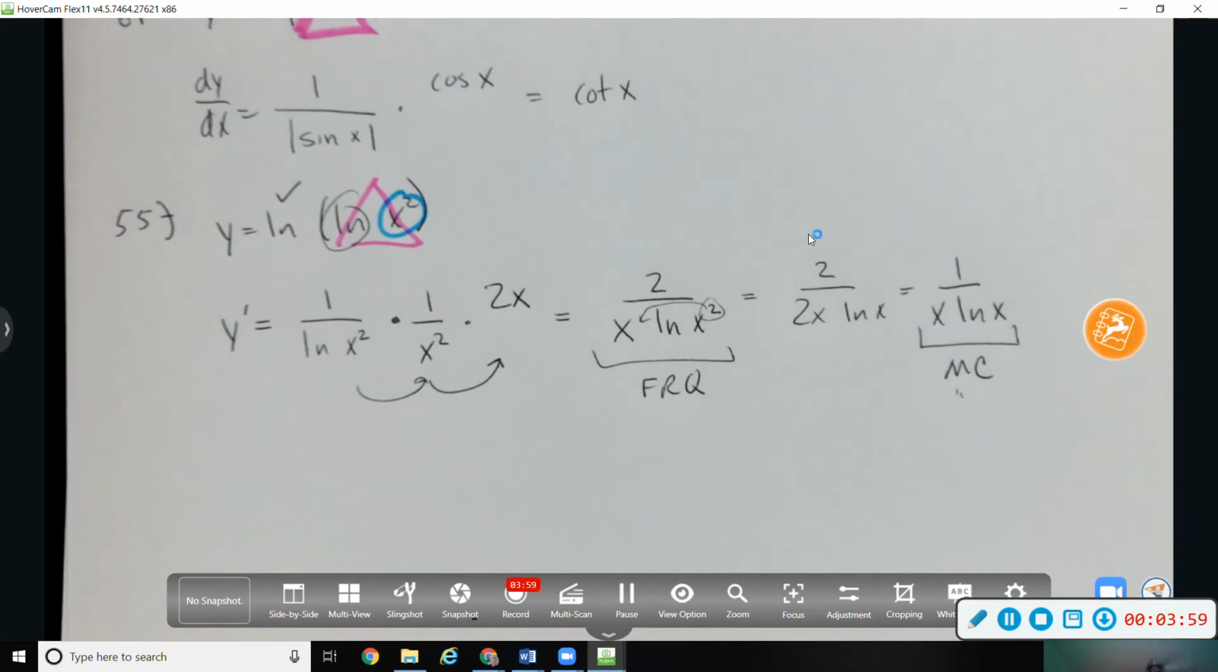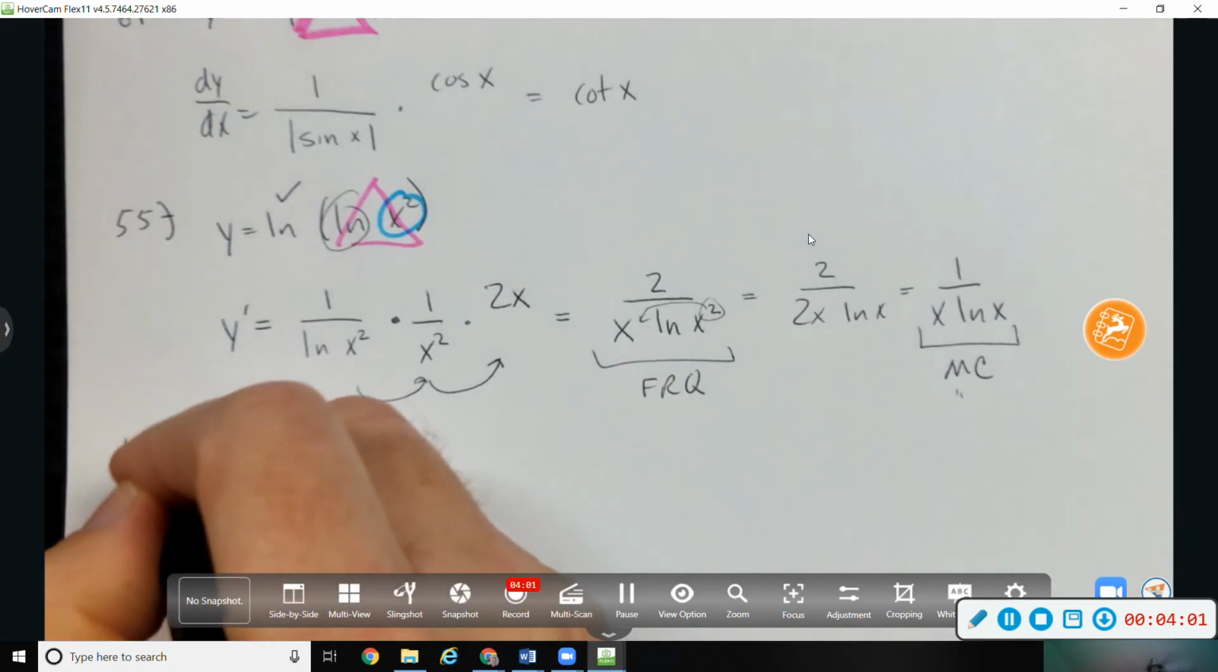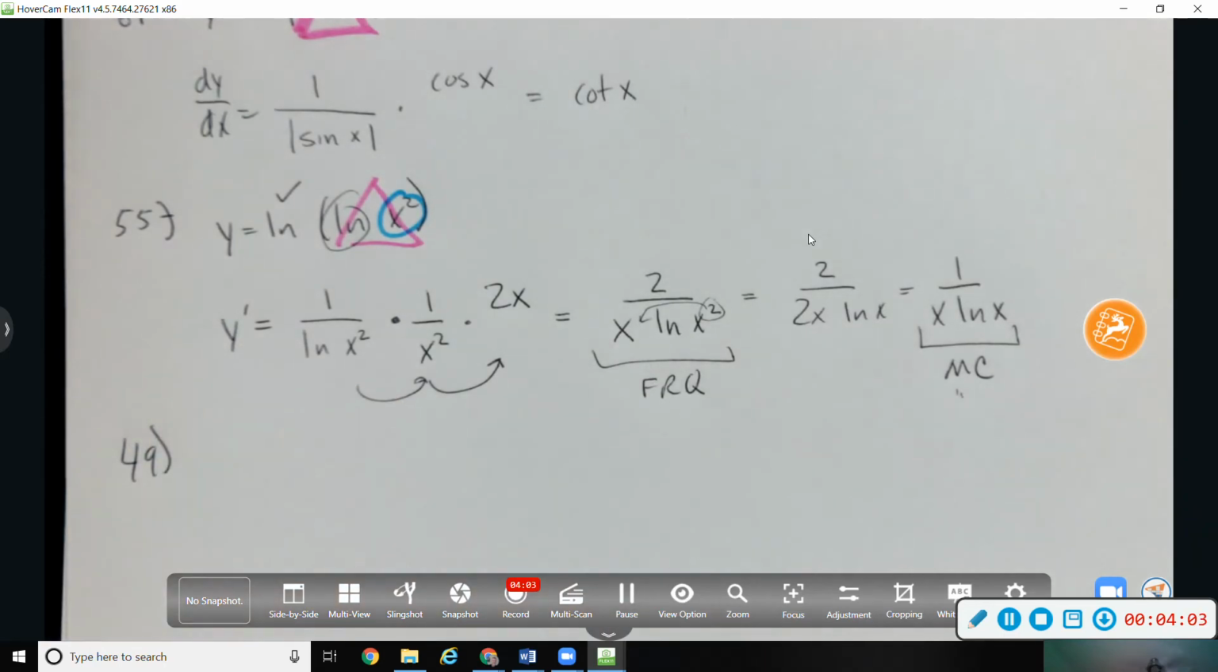Julia? Can you go to 49? 49. Working our way backwards here.